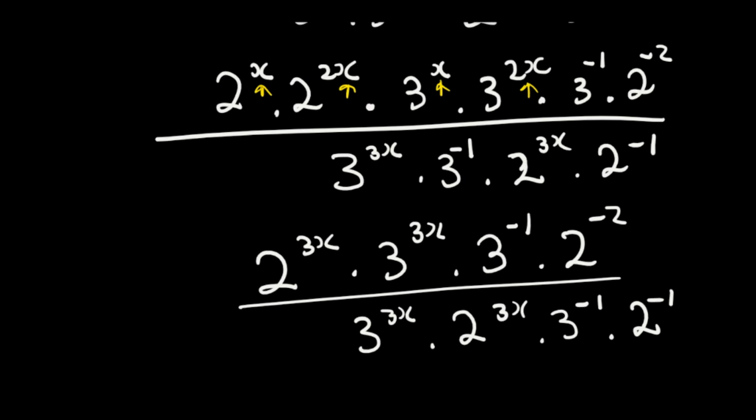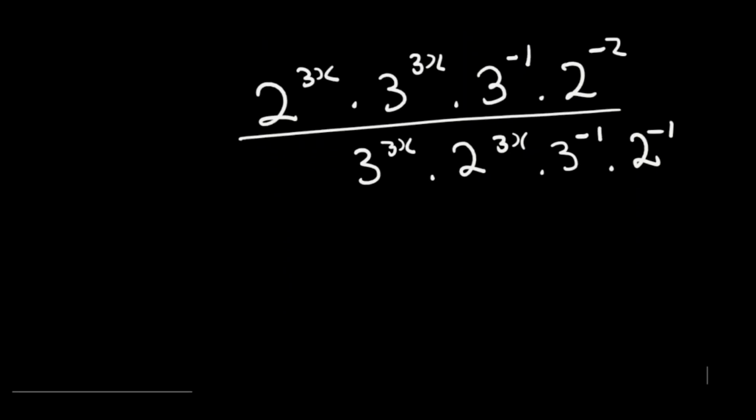And then from here, if you can see, this 2 to the power of 3x is the same as this 2 to the power of 3x. So they divide out. Why do they divide out? If you have x over x, they divide out. It's just equal to 1, right? Or if you have 2 over 2, they divide out. It's just equal to 1. So the same thing applies here.